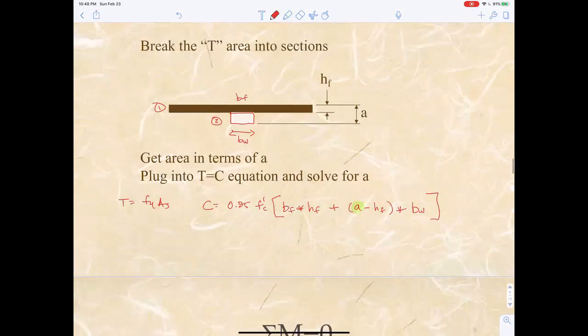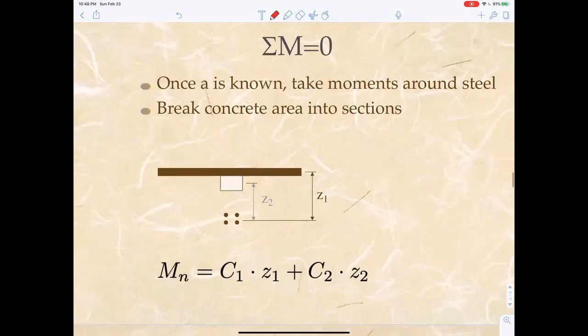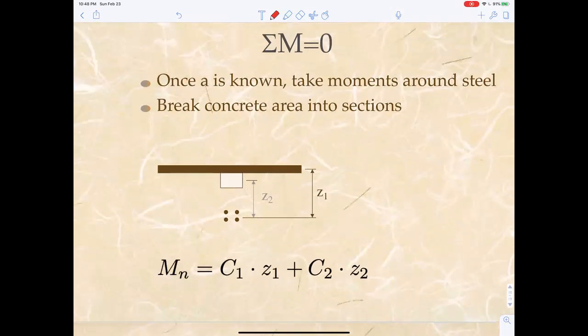How the moment equation changes once a is known, we're going to take moments around the steel centroid, and so you just need to get z to the centroid of the brown rectangle and z to the centroid of the white rectangle, and it's just a matter of geometry. You can do that, and remember we've already solved for a, so we can get all the dimensions of the white and brown rectangles, and you can do this.